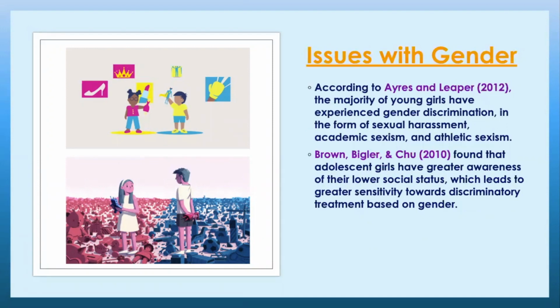According to Ares and Leeper, the majority of young girls have experienced gender discrimination in the form of sexual harassment, academic sexism, and athletic sexism. Due to this, Brown, Bigler, and Chu discovered that adolescent girls have greater awareness of their lower social status, and in turn have greater sensitivity towards discriminatory treatment based on gender.